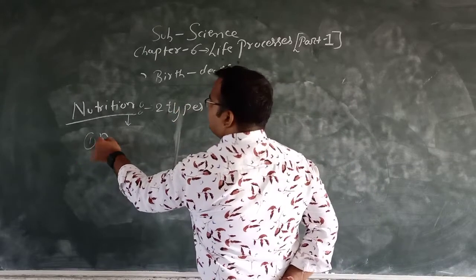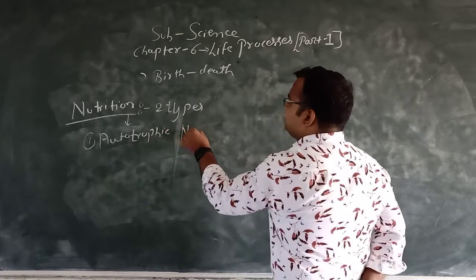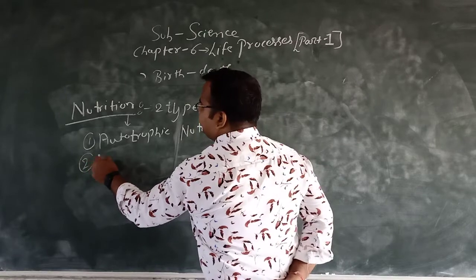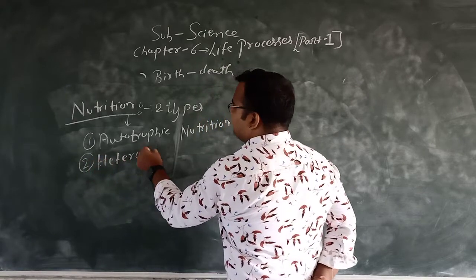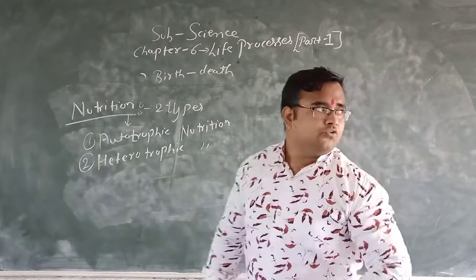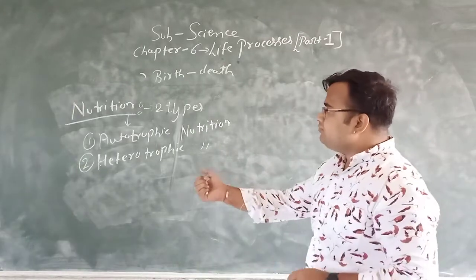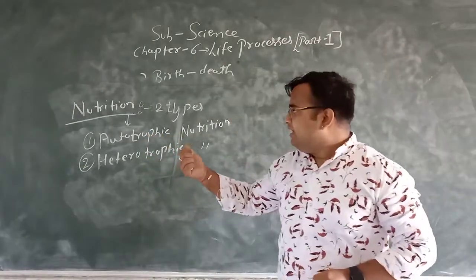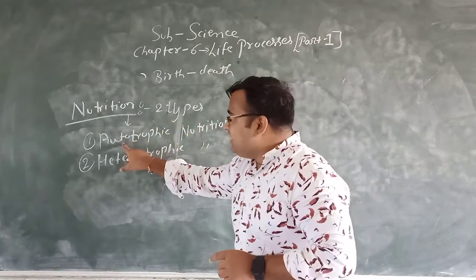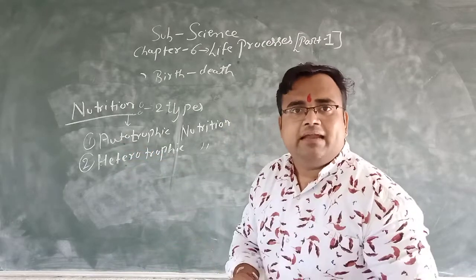First is autotrophic nutrition, and second is heterotrophic nutrition. Okay, so autotrophic nutrition. Clear? So the meaning of autotrophic nutrition and heterotrophic nutrition we will understand in detail.